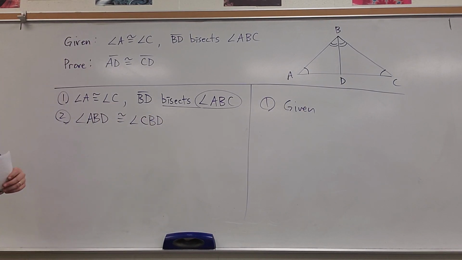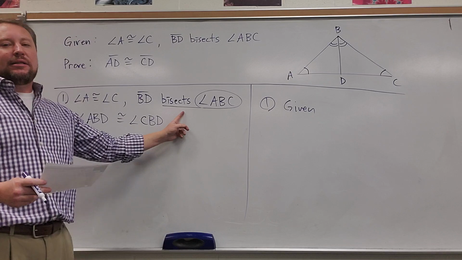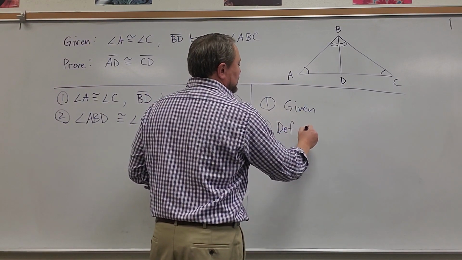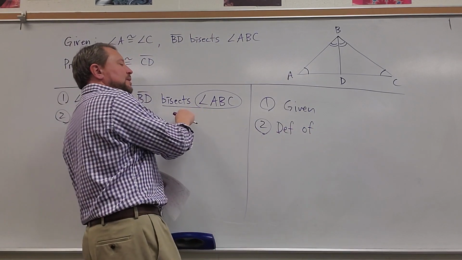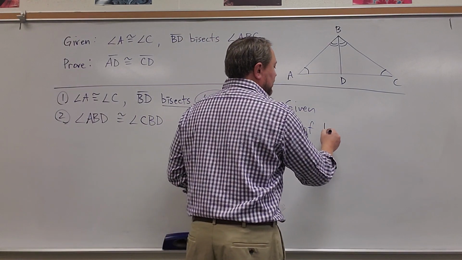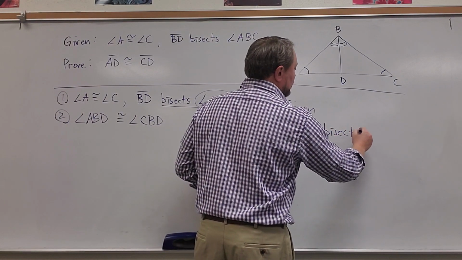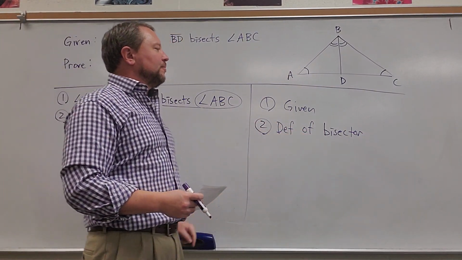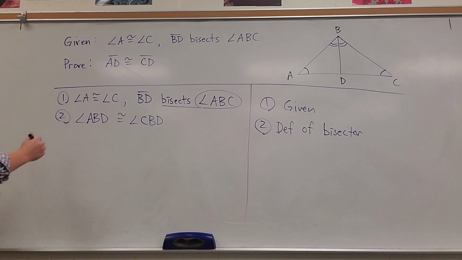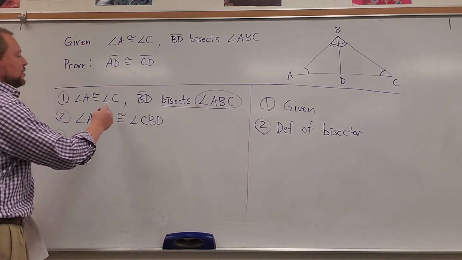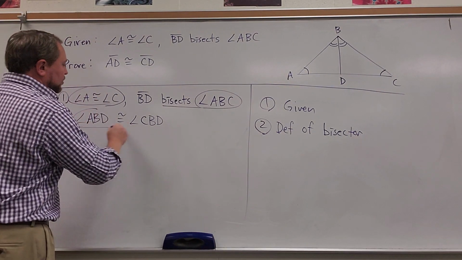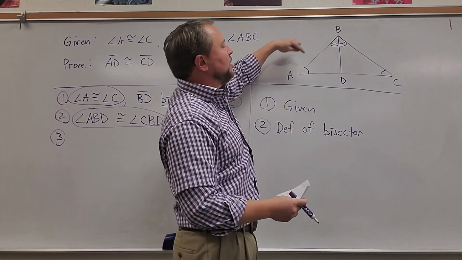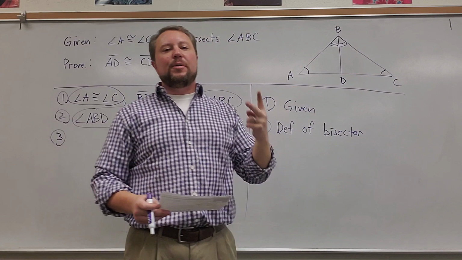But I knew those were congruent because they said it was bisected. So my reason is going to be the definition of what it means to bisect. So definition of a bisector. If you want to be specific, you could say an angle bisector. All right, so that gives me 2 pairs of parts congruent so far. You can see it in my picture as well. It's 2 pairs of angles.